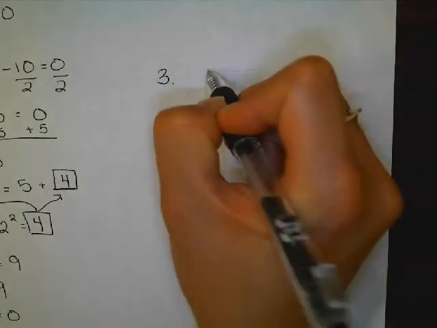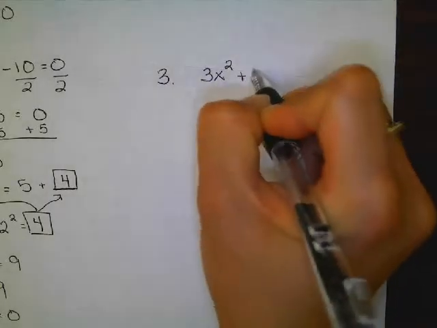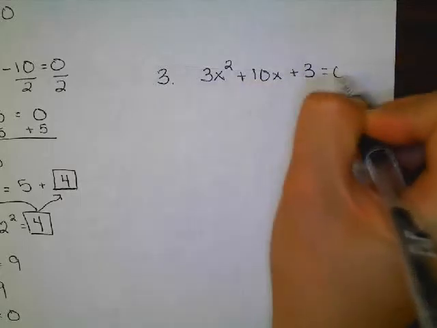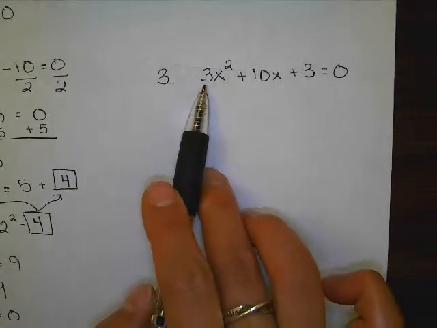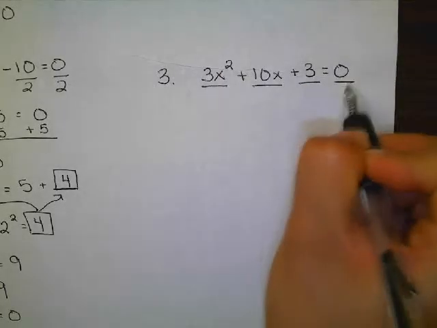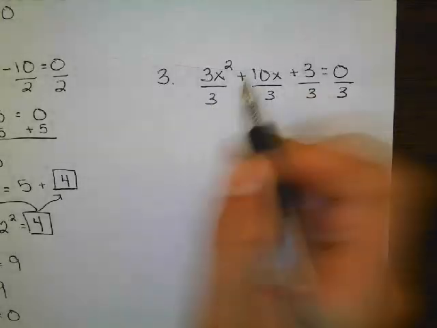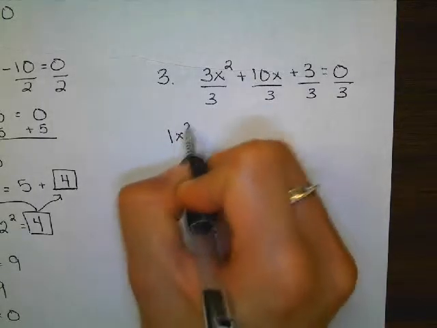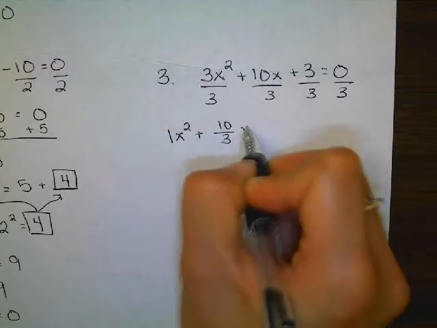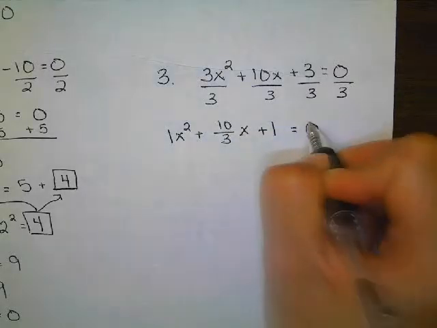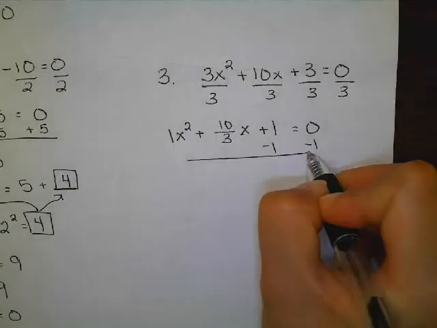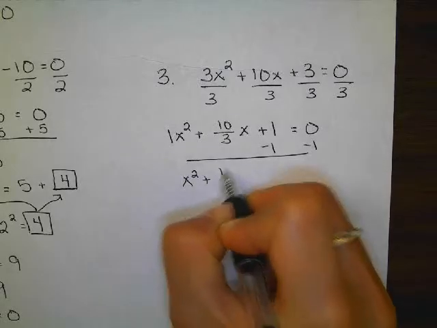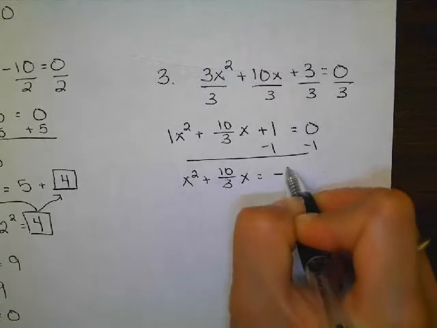Let's say we have a problem that looks like this: 3x squared plus 10x plus 3 equals 0. We have the exact same steps that we have to follow. So the first thing is to see if the squared term has a coefficient of 1, which it does not. So now I need to divide everything by 3 so that I can turn that into a 1. That gives me 1x squared plus 10 over 3x plus 1 equals 0. Then you have to move the constant to the right side. So I subtract a 1 here. So I get x squared plus 10 over 3x equals negative 1.